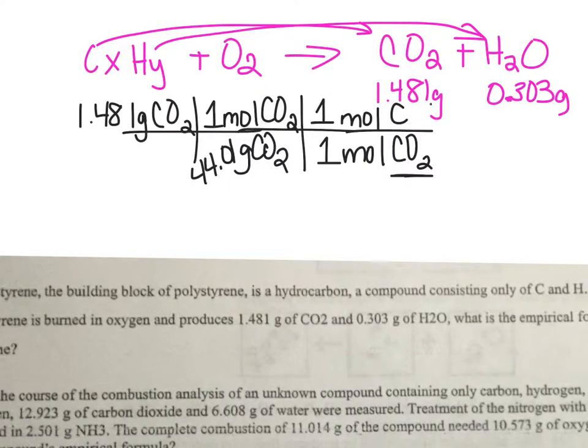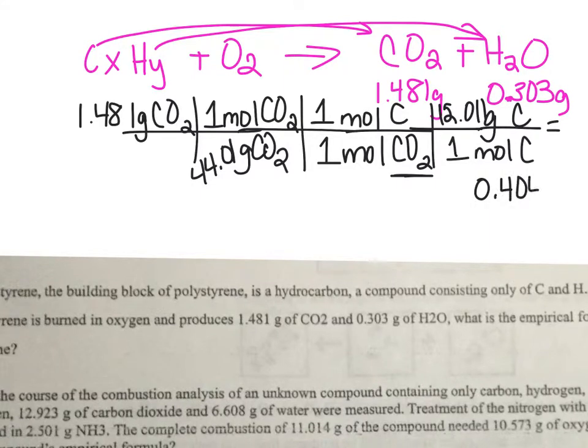Okay, once you have that, now I'm going to bring moles of carbon down to the right, and I can go to grams of carbon. So it's going to be 1 mole, and then it's going to be 12.011. So we're going to have 1 mole of carbon, 12.011 grams as its molar mass. So when you type this in, we get 0.404 grams of carbon.